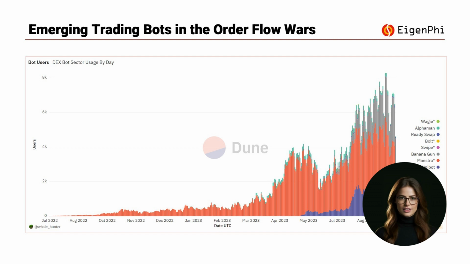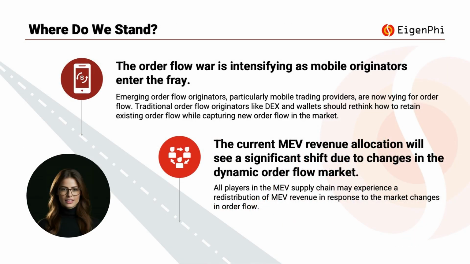For example, Telegram bots have recently entered the order flow wars. Their arrival was swift, and mobile trading appears to be the emerging trend. So where do we stand? Firstly, the order flow war will intensify as more emerging order flow originators enter the fray. Additionally, we believe the current MEV revenue allocation won't last forever. Changes in the order flow market will undoubtedly impact the entire MEV supply chain, and everyone should be prepared for this.